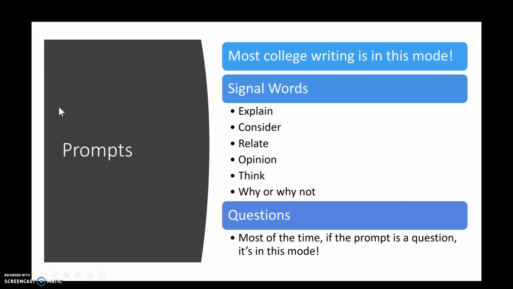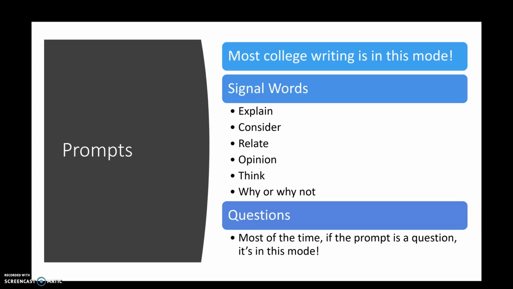So some prompts. Most college writing is in these pairs of modes. Some signal words you might look at are explain, consider, relate, opinion, think, why or why not. If you see those words, more than likely you are looking at a persuasive argumentative assignment. And questions. A lot of times prompts for persuasive argumentative are in questions. So what do you think of?